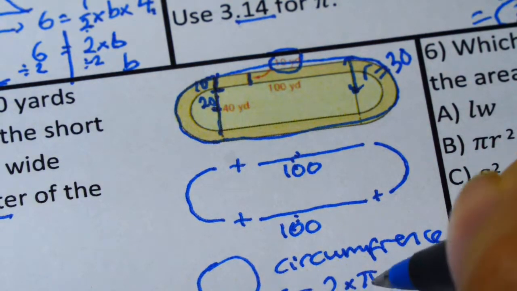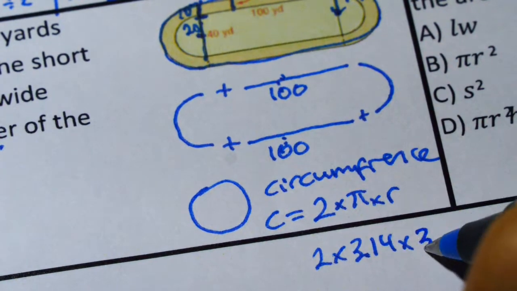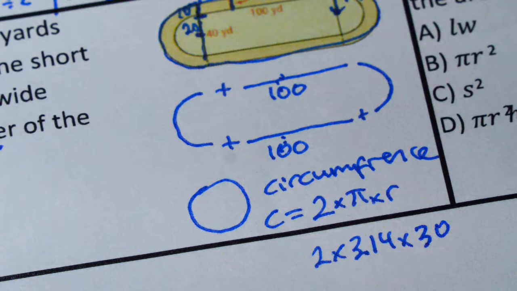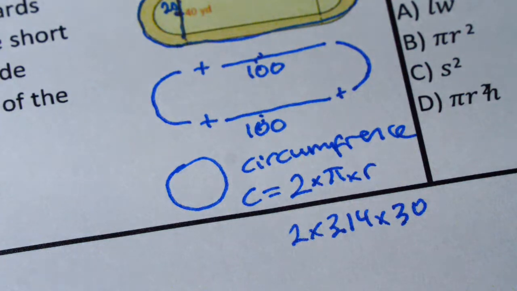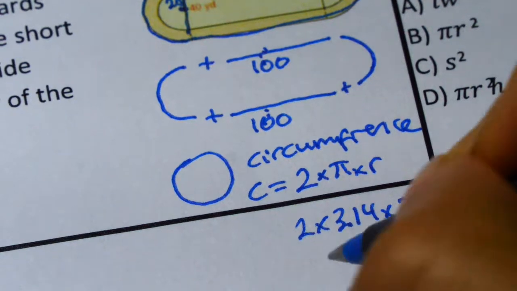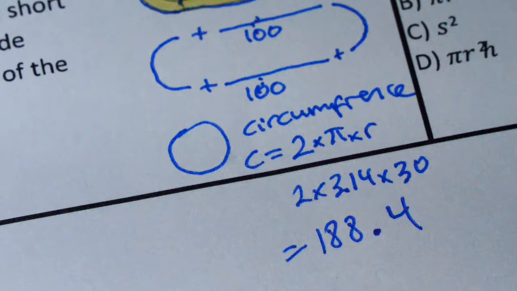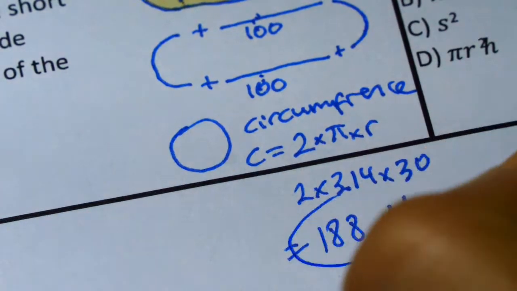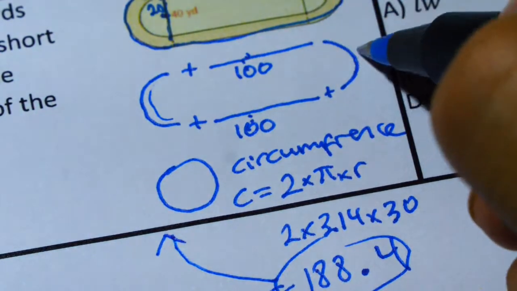So 2 times pi times r, 2 times 3.14 times 30. Okay, so if we do this in our calculator, 2 times 3.14 times 30 equals 188.4. Okay, so this is the distance of this circle, this one plus this one.